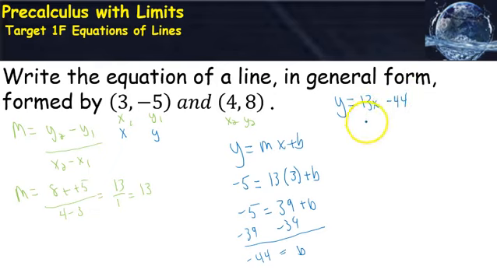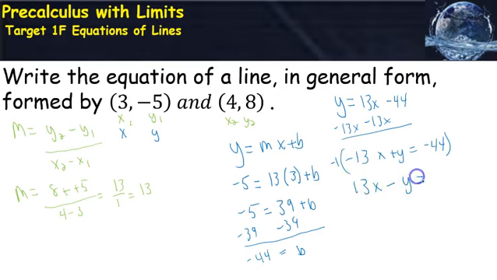So to put it in general form, I'm going to subtract 13x, and I have negative 13x plus y equals negative 44. And then I need to clear the negative, so I'm multiplying by negative 1, and I get 13x minus y equals positive 44. And that is the answer. Okay.